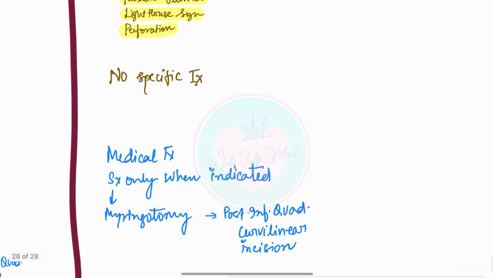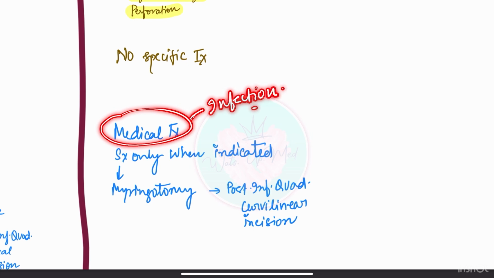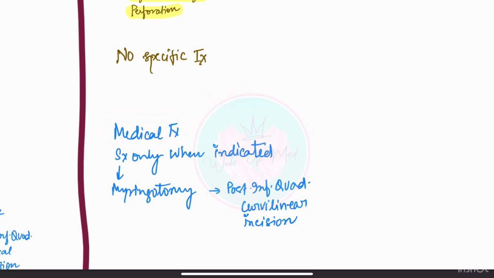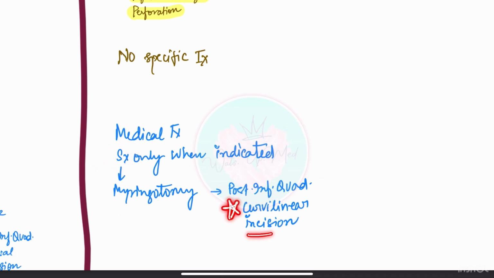On the other hand, for ASOM, we do the medical treatment because we also have to deal with the infection going on. So we are supposed to give the antibacterials or the related medicine. Along with that, surgery. There are specific indications for surgery. If those indications are fulfilled in the patient, we will opt for the surgery. And the surgery involves the myringotomy. The position is posterior inferior quadrant of the tympanic membrane, and the incision we give is the curvilinear incision.